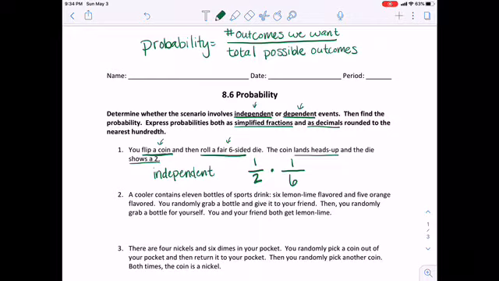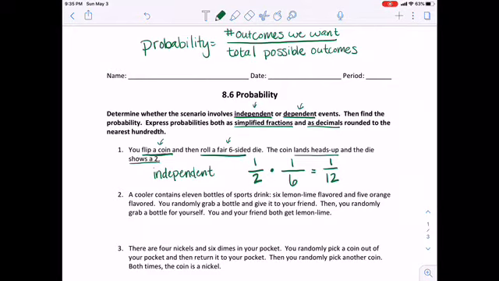Then, to find the probability of both of these things happening, I'm going to multiply the probability of each individual event. 1/2 times 1/6. If I multiply this straight across, 1 times 1 is 1, and 2 times 6 is 12. So I have a 1 in 12 chance of flipping a coin and getting heads, and rolling my die and getting a 2.